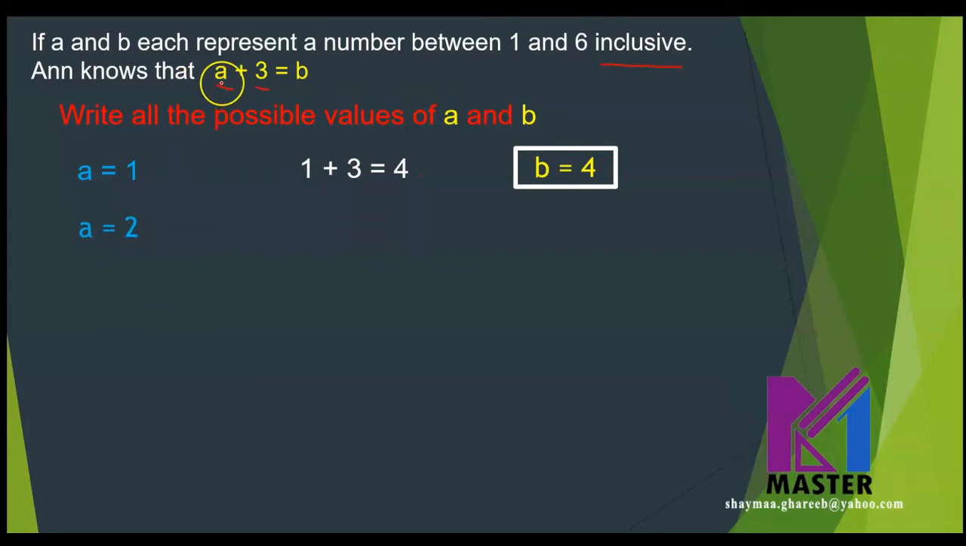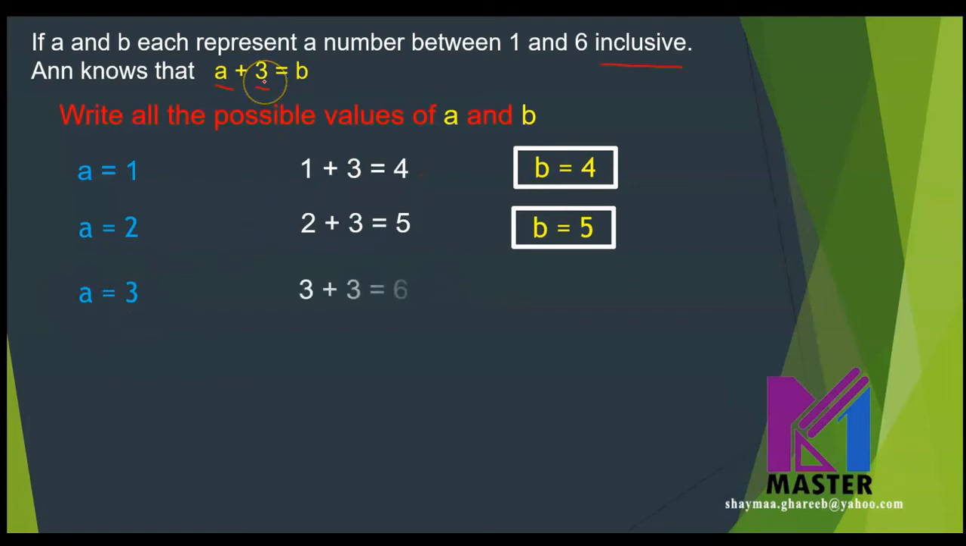So 2 plus 3 equals 5. Then the B will be 5. So when A equals 2, B equals 5. Now, if A equals 3, 3 plus 3 equals 6. Then the B equals 6. So if A equals 3, B equals 6.